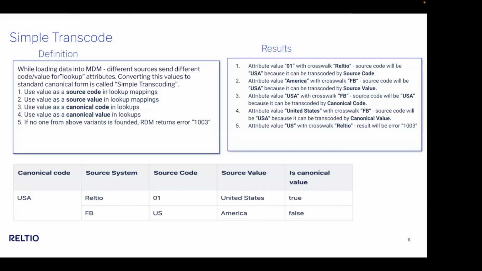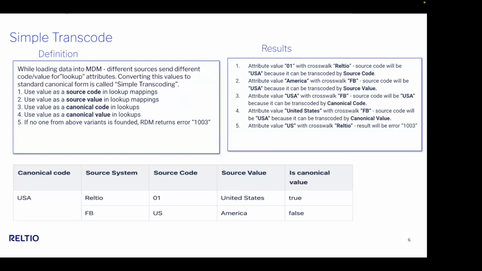So what happens here, as you see in the table below, is I have different source systems. For simplicity, I've maintained Reltio and Facebook as separate source systems. They are sending source codes and source values, and then we are mapping them to a canonical code. We are giving an example for a country, USA, and then we have Reltio and FB sending different codes and values. Out of those values, users can also tag, okay, this value coming from this source is my canonical or standard value. As you can see, true or false, that's a Boolean mark.